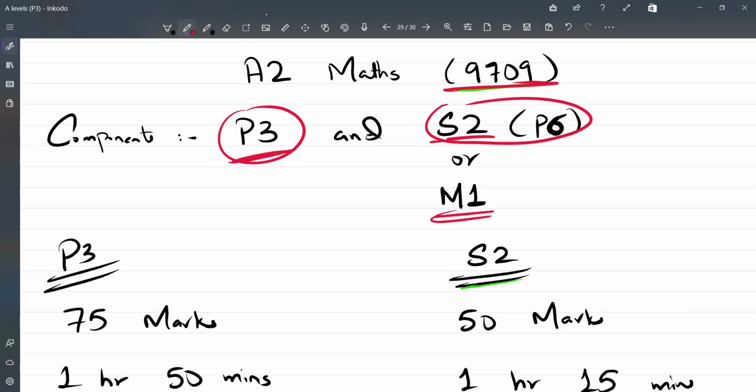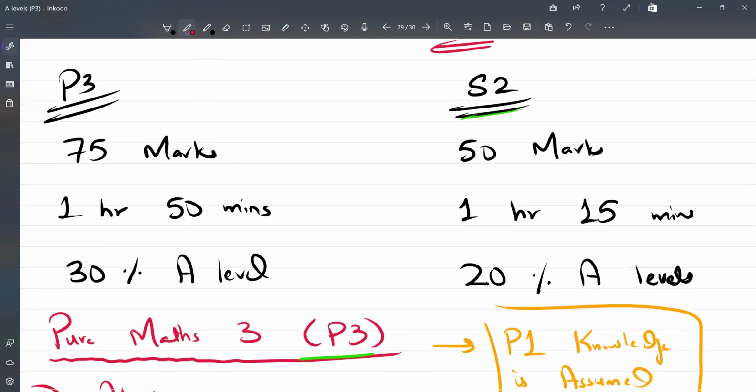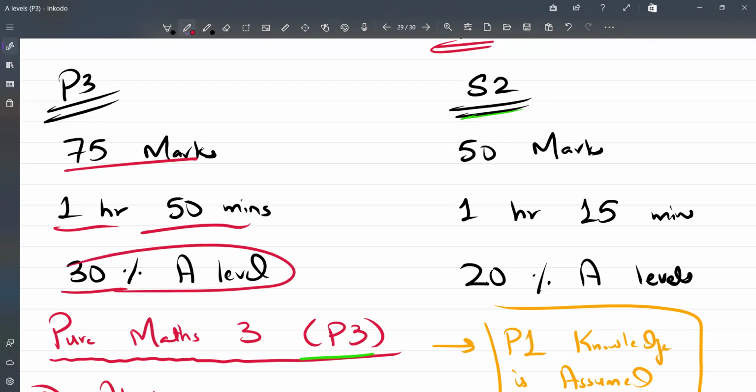So let's begin. P3 is the compulsory component, being of 75 marks and of 1 hour 50 minutes. And this component makes up 30% of your A-level math grade. And if you talk about S2, that is the minor component, it is of 50 marks, being of 1 hour 15 minutes, and it makes up 20% of your A-level math grade. Right? This is how these two components work.